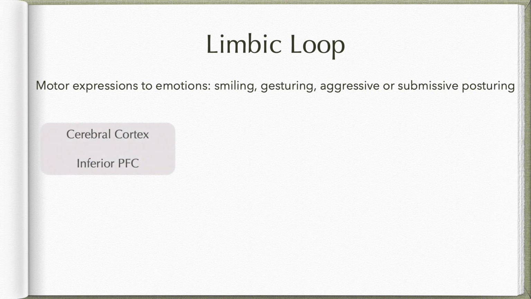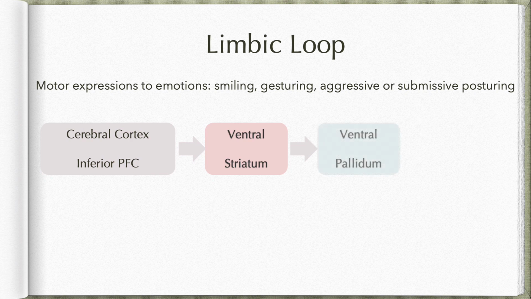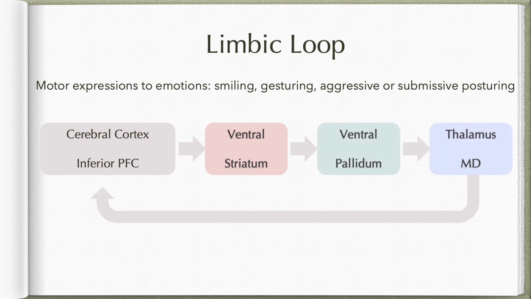So here the inferior prefrontal cortex will be projecting to ventral striatum, that is nucleus accumbens, which will then project to ventral pallidum, and ventral pallidum will project to MD nucleus or the mediodorsal nucleus of the thalamus, which will then project back to inferior prefrontal cortex. So this is the limbic loop, which will be active whenever you're trying to express emotions through the motor activities like smiling or gesturing.